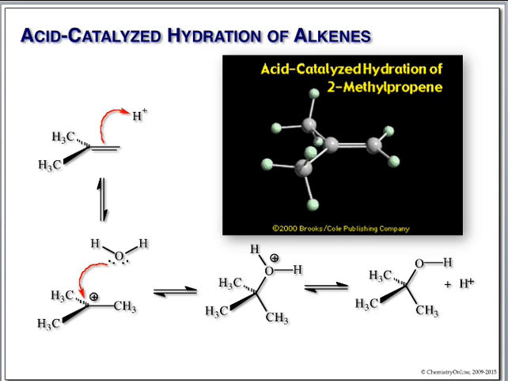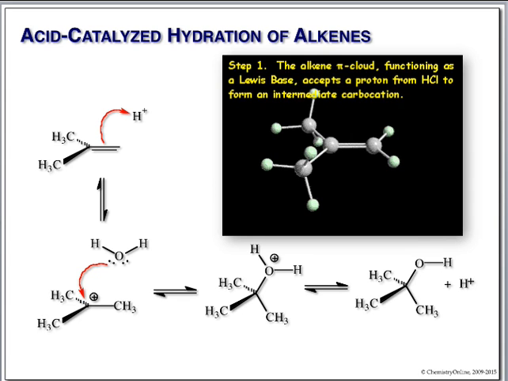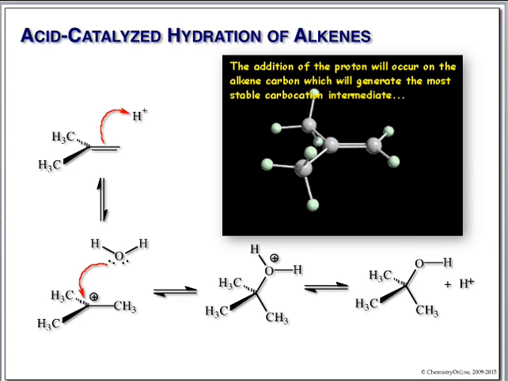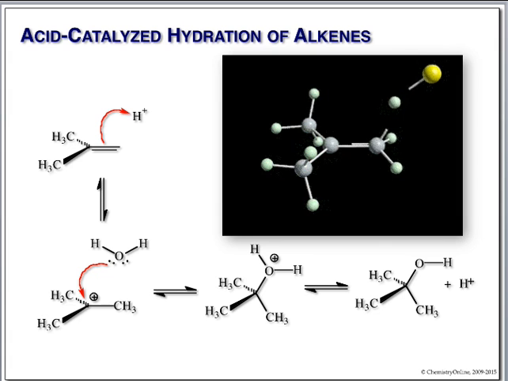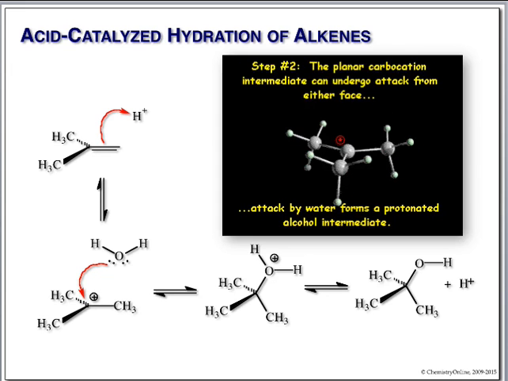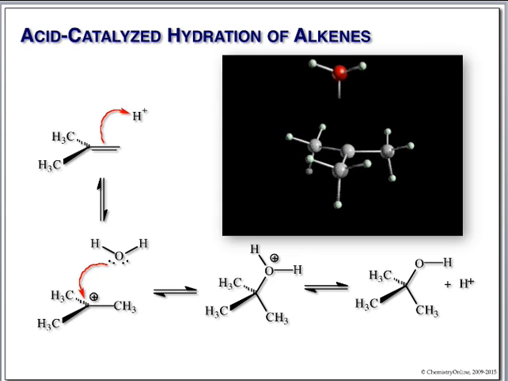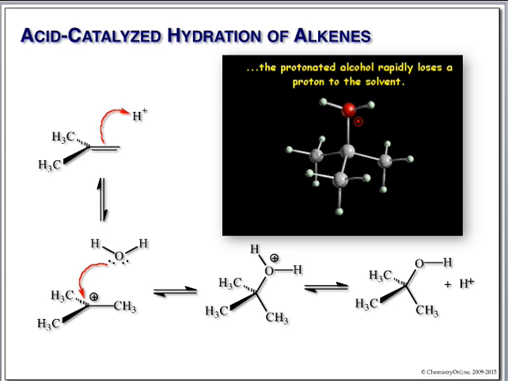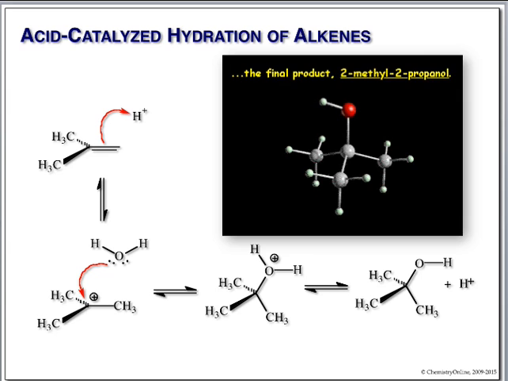Let's go ahead and watch. Step one, we're going to protonate on the primary carbon to give us the tertiary carbocation. The tertiary carbocation is planar, of course. Water could add from either face, top or bottom. Water comes in. It's now positive. Simply needs to lose a proton. And we have our tertiary alcohol as our product.